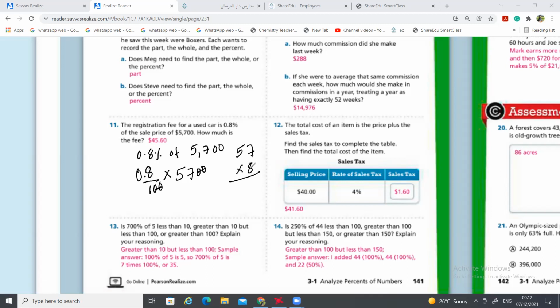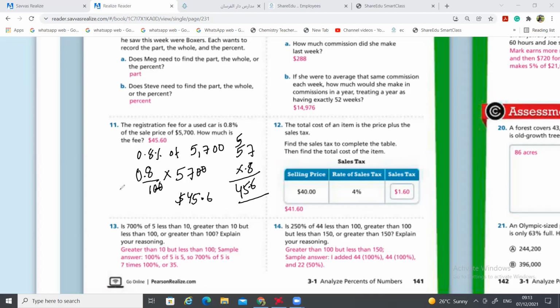So first let me do this. 8 times 7, 56. 8 times 5, 40, 45. And of course, the point goes before one number. So my answer is 45.6. Did you understand, girls? Very simple question. $45.6.